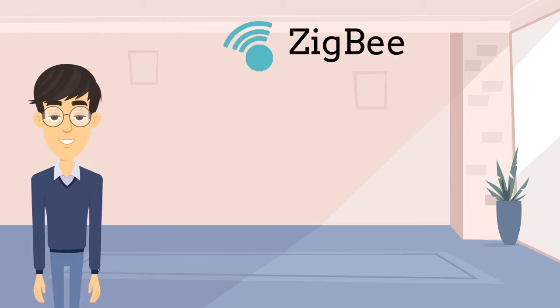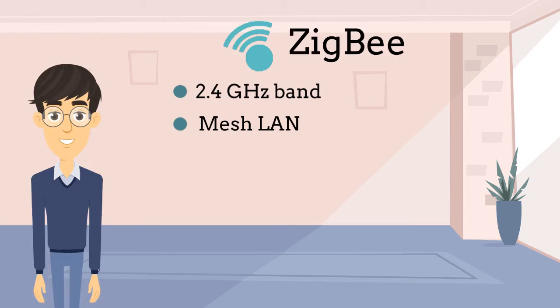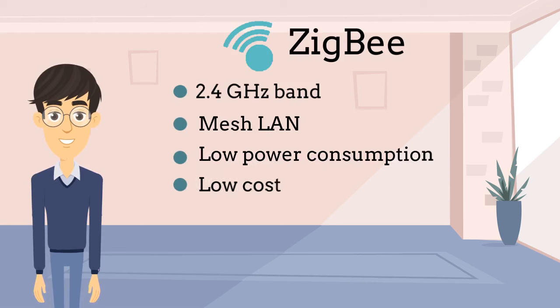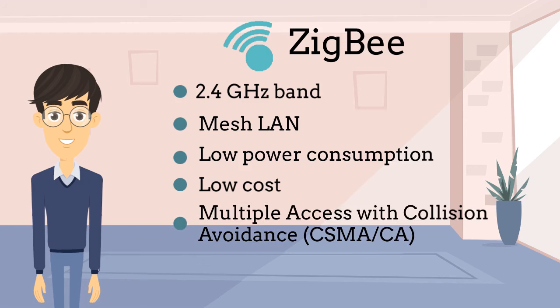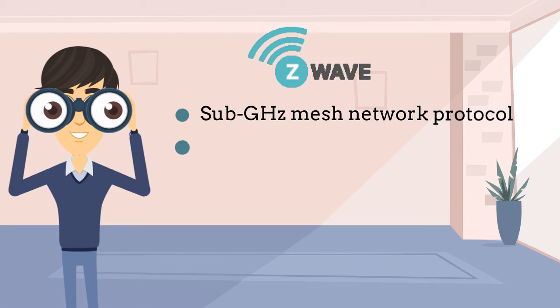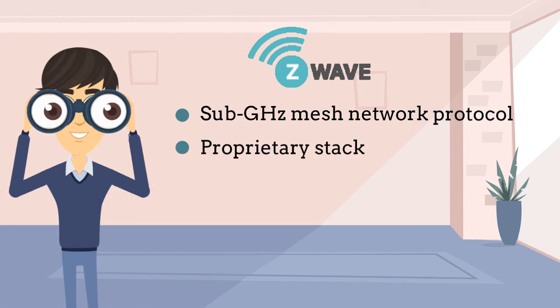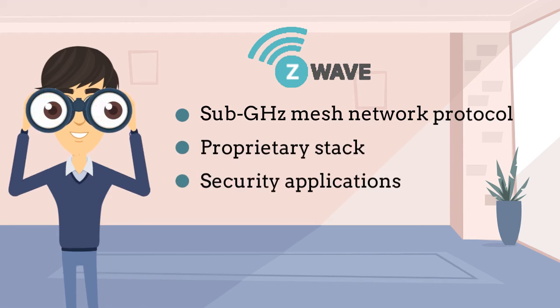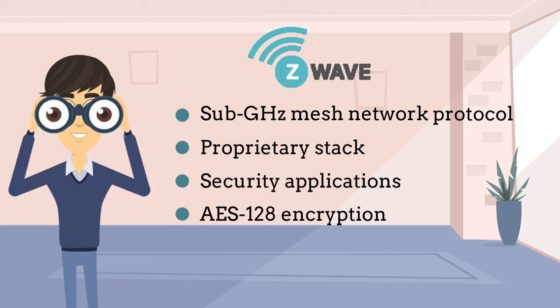Zigbee is a 2.4 GHz mesh local area network protocol. It is characterized by its low power consumption and low cost. Moreover, Zigbee incorporates an IEEE 802.15.4 defined carrier sense multiple access with collision avoidance protocol that reduces the probability of cross-user interference. Z-Wave is a sub-gigahertz mesh network protocol, which is a proprietary stack. It is often used for security systems using AES-128 encryption.